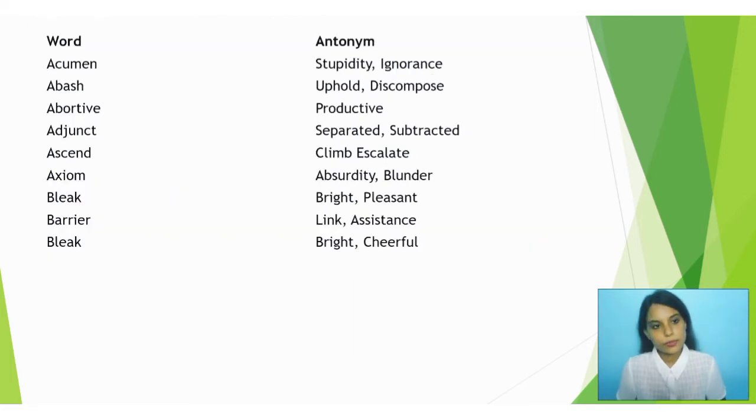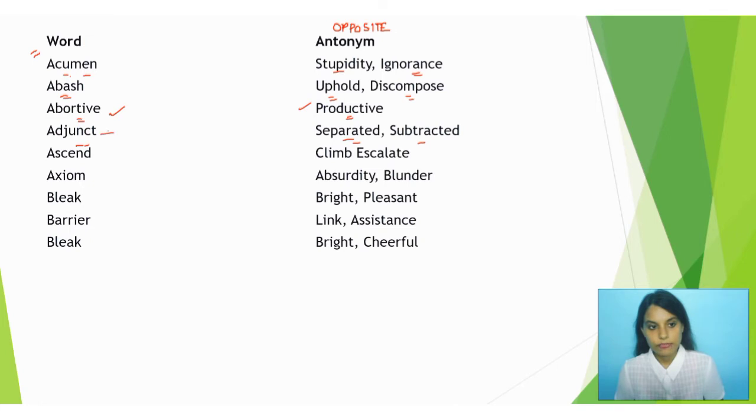Next, we have the list of antonyms, which has acumen. The opposite of acumen is stupidity or ignorance. Abash. Abash opposite is uphold or discompose. Okay. Next is abortive. The opposite is productive, like useful, not useful. Adjunct and separated or subtracted.